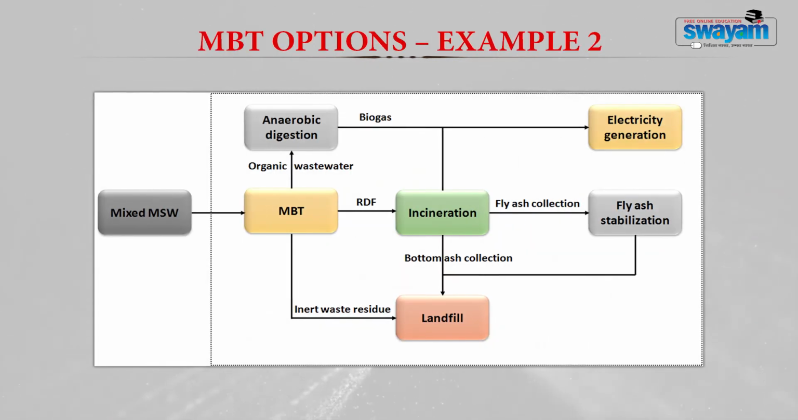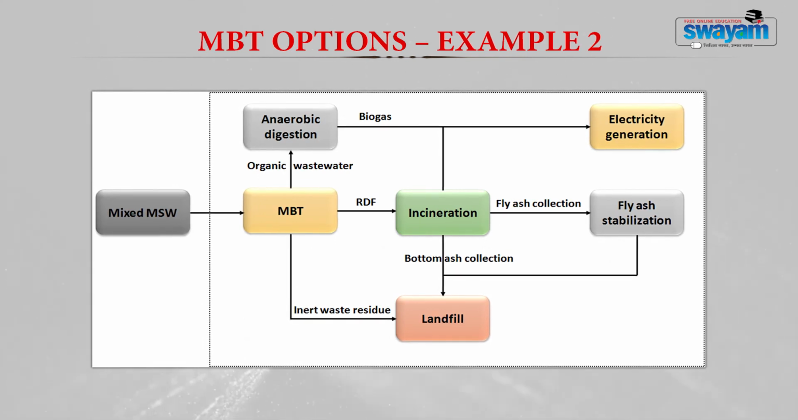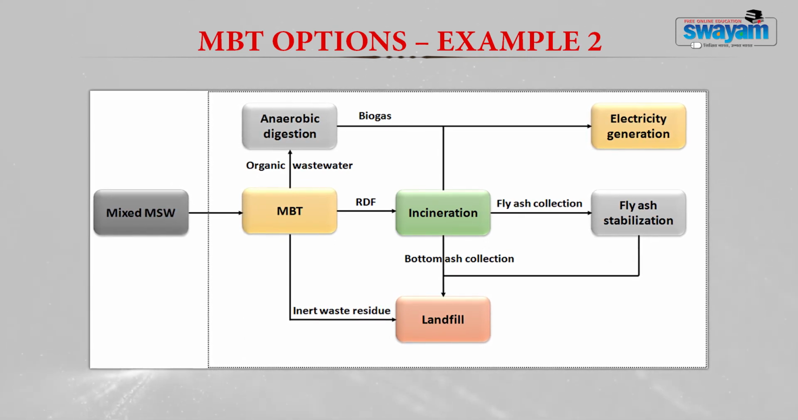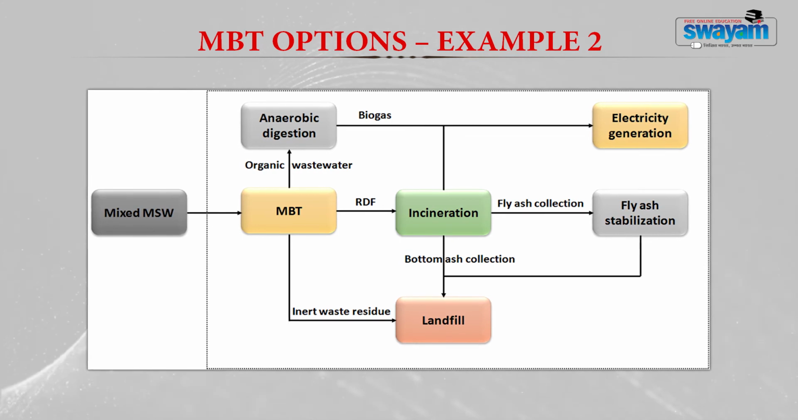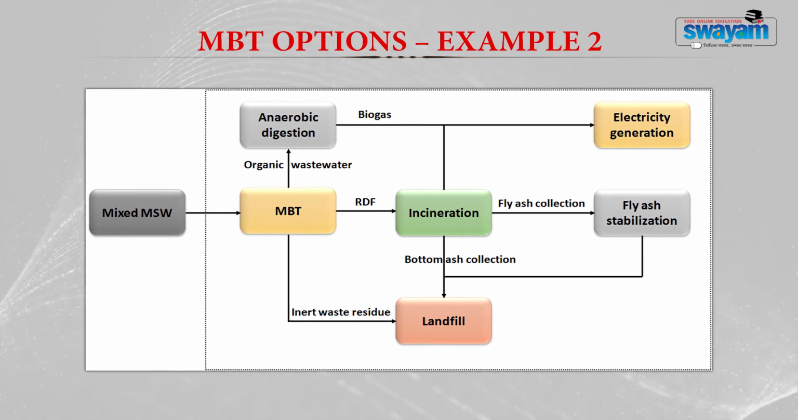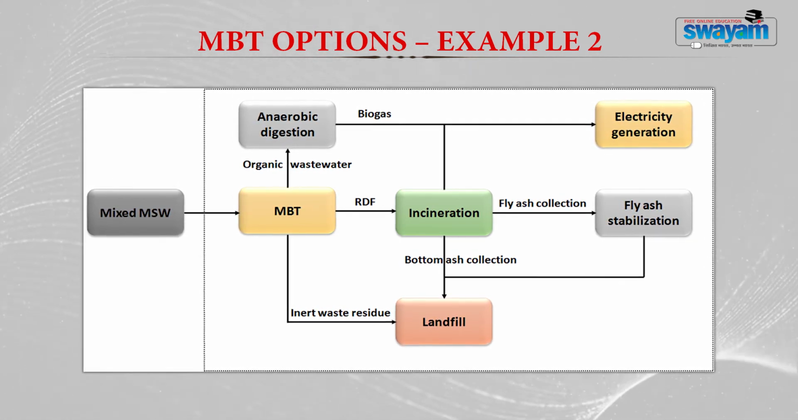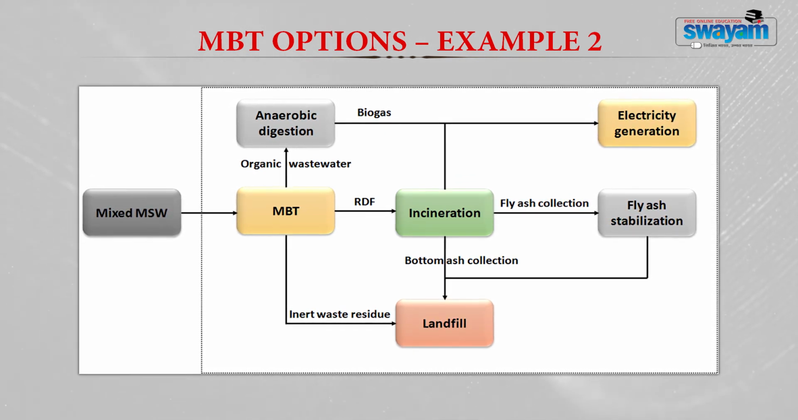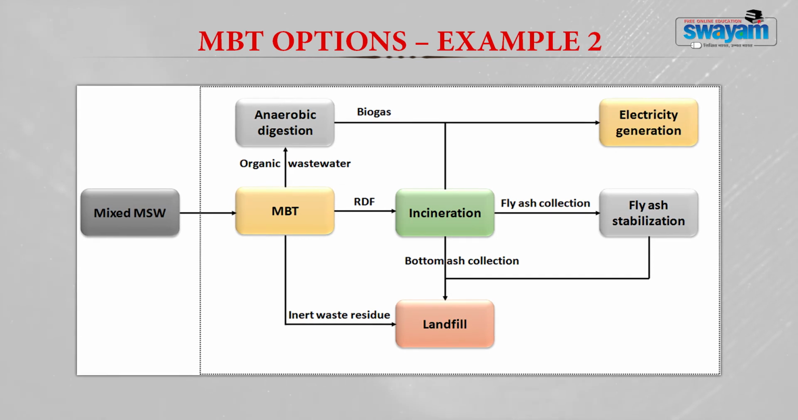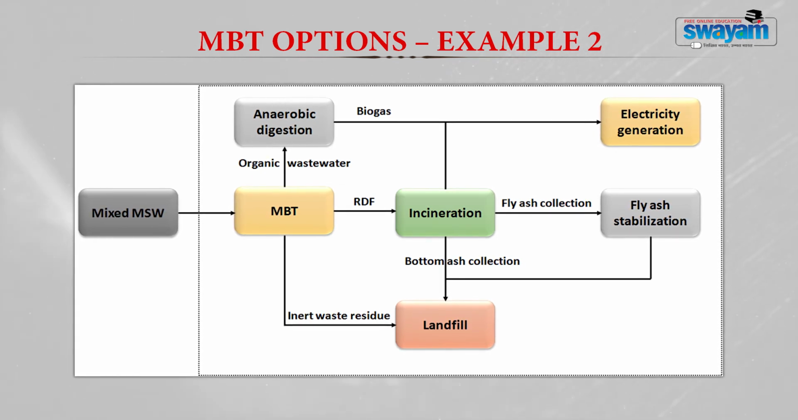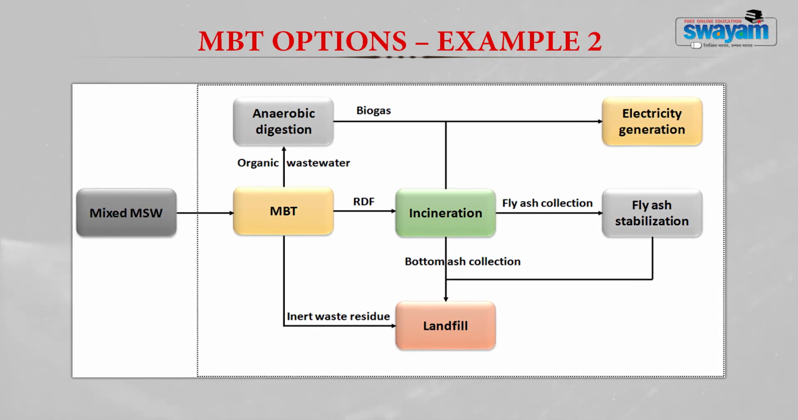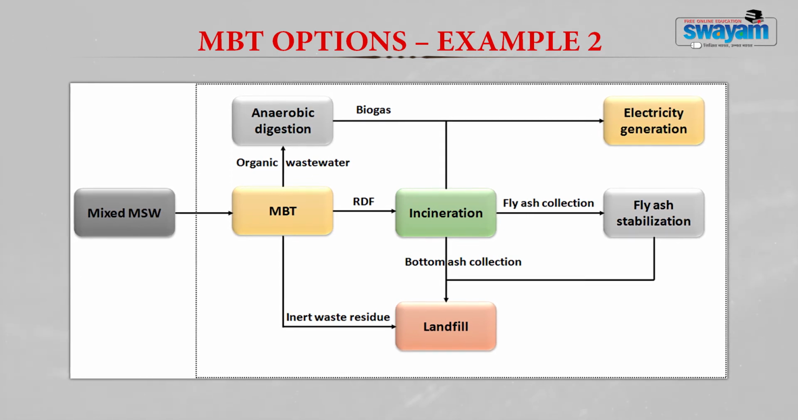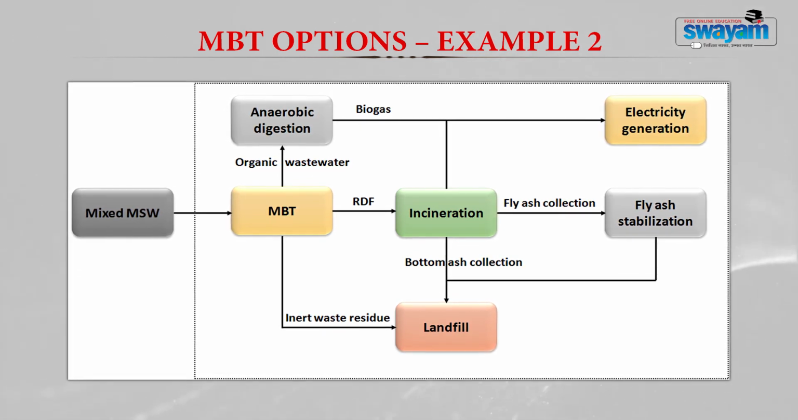The second scenario is again the municipal solid waste is segregated or mechanically sorted, then it is subjected to anaerobic digestion. Further, the biogas is exploited and one fraction is sent to incineration, and then the fly ash which is collected is stabilized and brought to the landfills, and bottom ash is further collected and then brought to the landfill. This is a simple process.